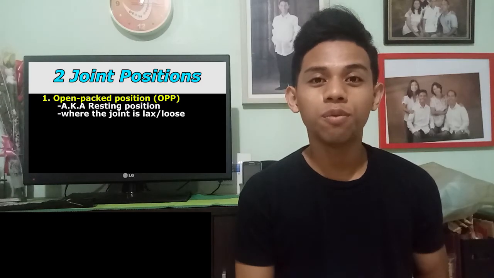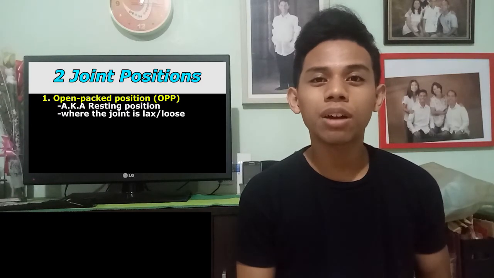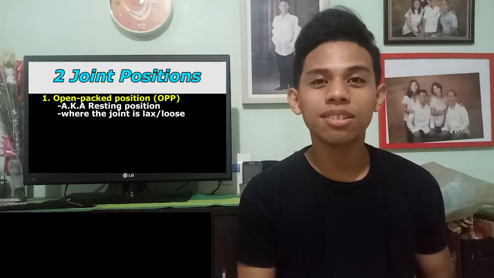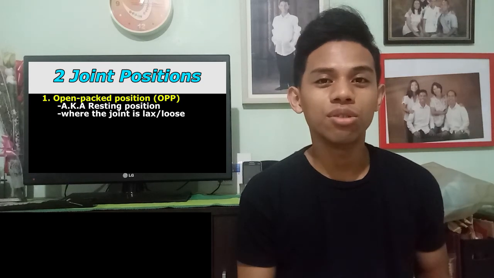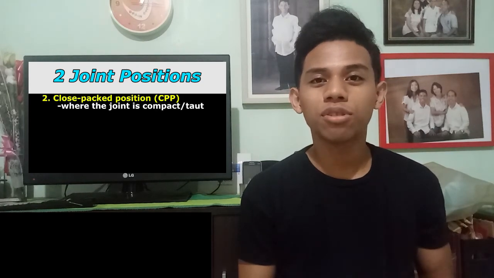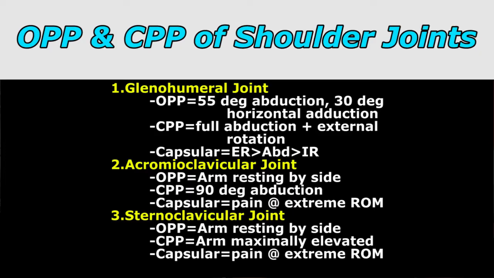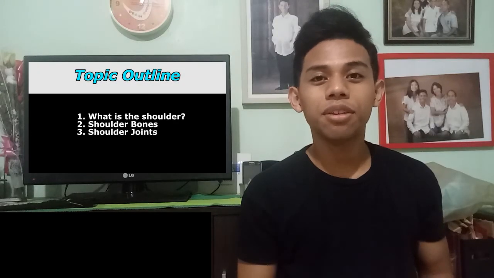In a joint, we have two positions: the open pack position, which is the position of the joint where the joint is lax or loose, and the opposite is the closed pack position. It is where the joint is tight or taut. So here are the open pack and closed pack position of the joints of your shoulder complex, flash on your screen.